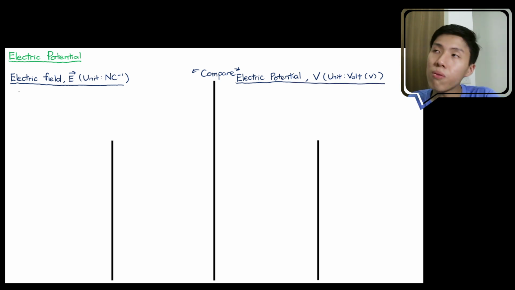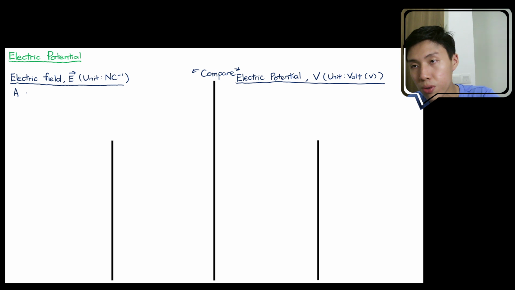Okay, so we learned from the previous section that electric field is actually a vector field produced due to the presence of one or more charge.